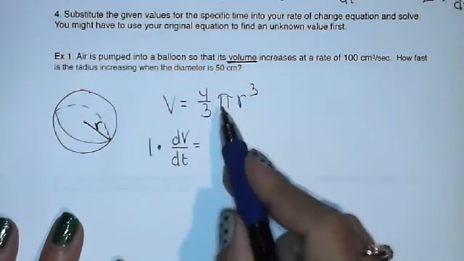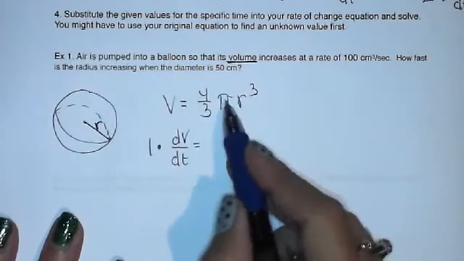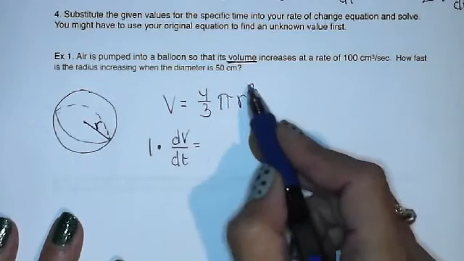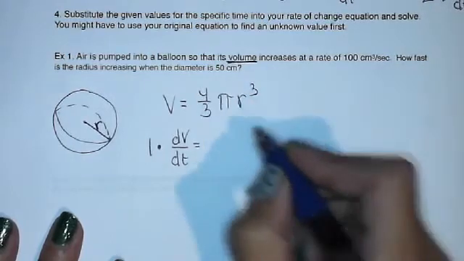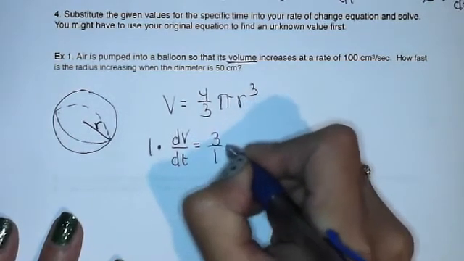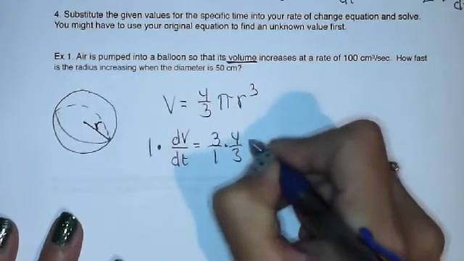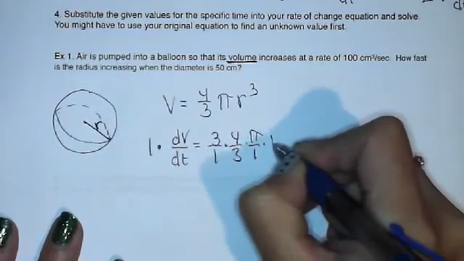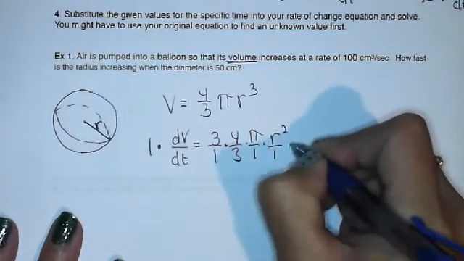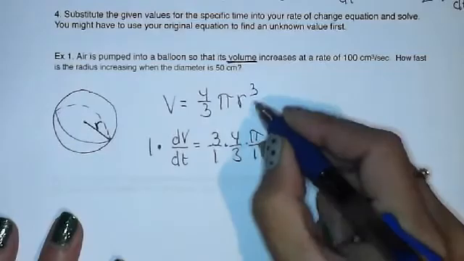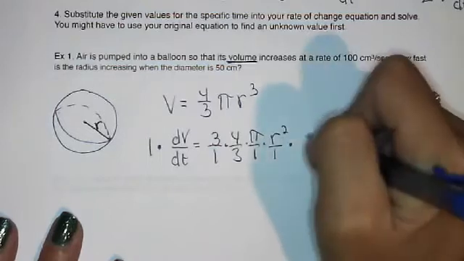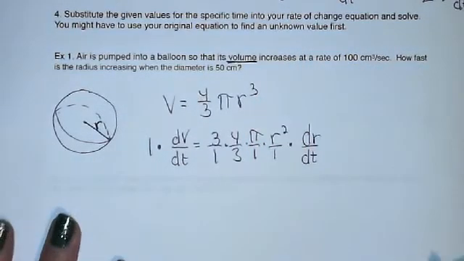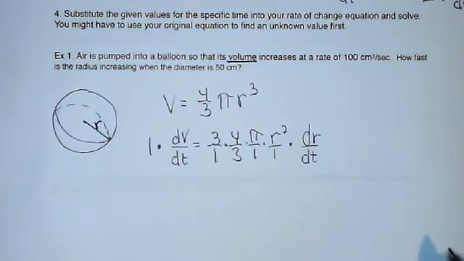dV/dt equals, remember 4/3 and pi are just constants. They're being multiplied, so they just carry along. The only thing I'm doing derivative of here is this r cubed. So the 3 comes down and gets multiplied by the 4/3. And then that'll be r squared times its derivative with respect to time. You can't forget that. dr/dt.